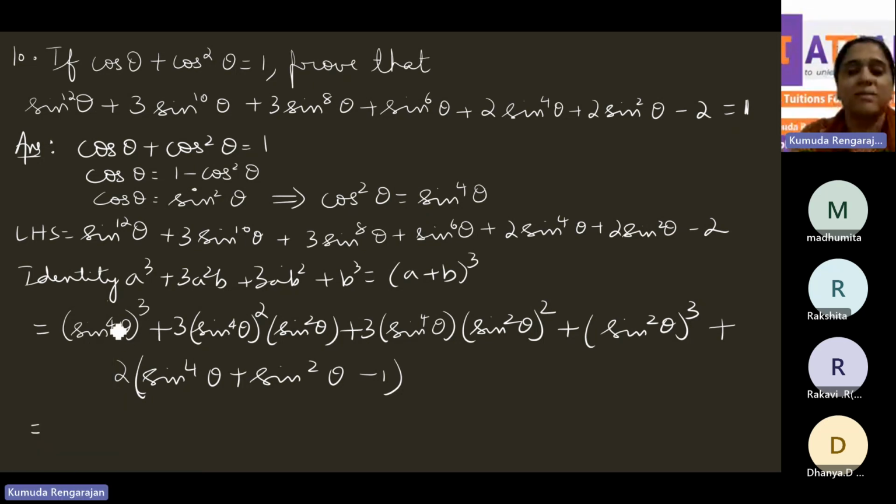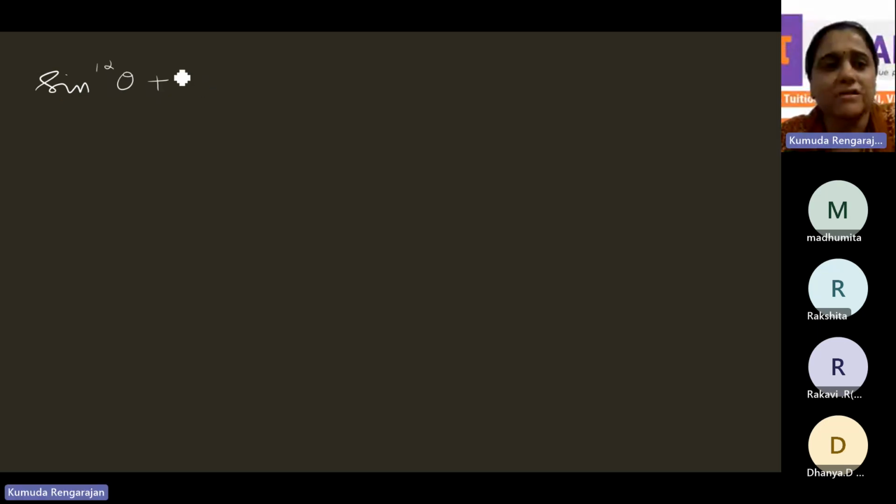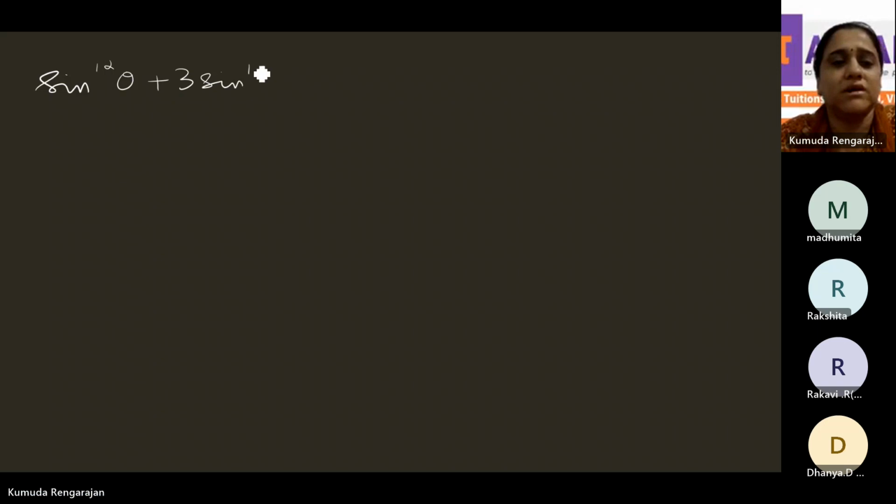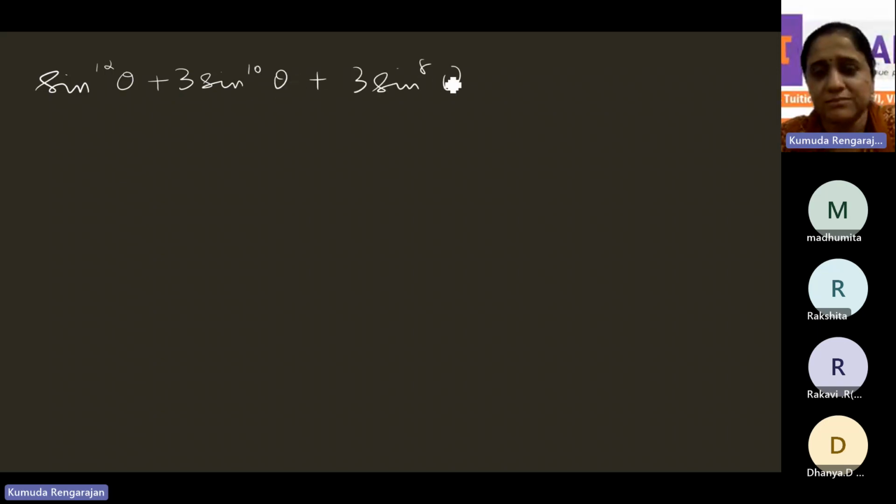Sine theta to the power 4. What is sine theta to the power 4? No, one minute. You have not still understood, right? Some doubt you have. One minute. Read those terms. Sine theta to the power 12 plus.